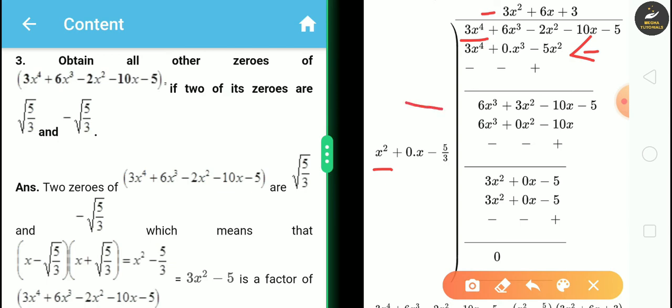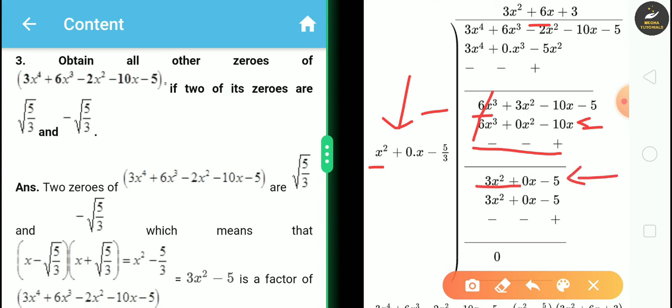Then the next step will be 3x raised to 4 and 3x raised to 4 will be cut. 6x cube plus 0 as it is, minus 2x raised to 2 plus 5x square will get 3x square, minus 10x minus 5 will come as it is. So the next step is 6x cube plus 3x square minus 10x minus 5. Again first term upon first term, 6x cube upon x square will get plus 6x, multiply plus 6x with the whole divisor to get 6x cube plus 0x square minus 10x. Then we will change signs. So 6x cube minus 6x cube will be cut, 3x square plus 0, 3x square, minus 10x plus 10x, 0x, and minus 5 will write as it is.